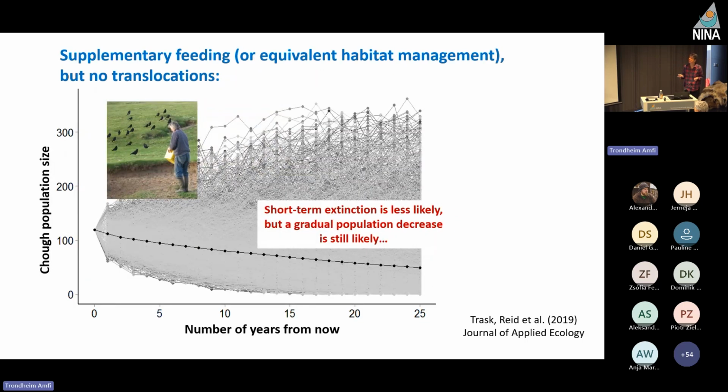If we do supplementary feeding or some kind of equivalent habitat management that has the same demographic effect, but no translocations, then the position is a bit better. There's a lot of variance and uncertainty in the outcome. We still can't guarantee that choughs will be in Scotland that far into the future.